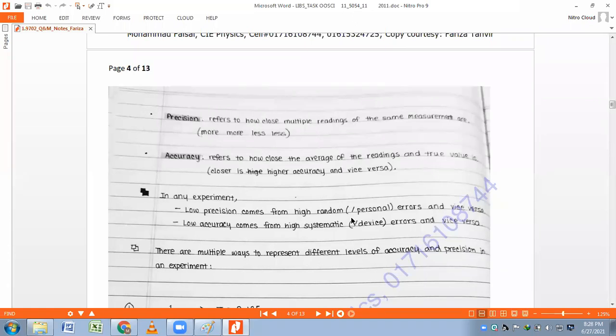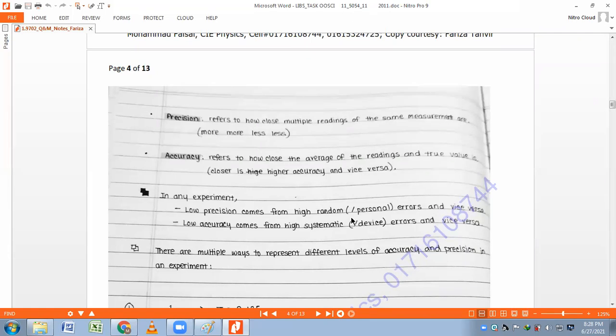Accuracy, on the other hand, can be applied to a single reading. Accuracy can also be applied to the average of a group of readings. So accuracy can be compared for a single value. If you are choosing any exact value, you have to consider how close that exact value is to the true value. Accuracy refers to how close the average of the readings and the true value are.